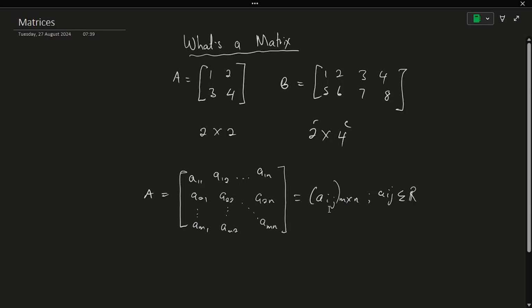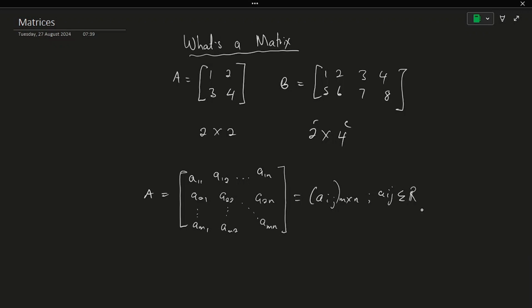The i and j are represented by the i and j. So it can also be represented by Aij, m by n. This means it's an m by n matrix with entries at i's row and j's column, where the entry itself can be a real number.